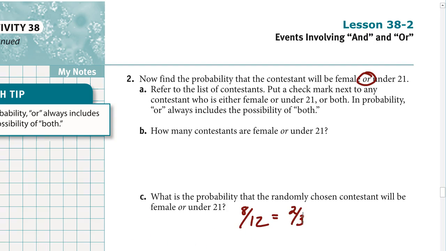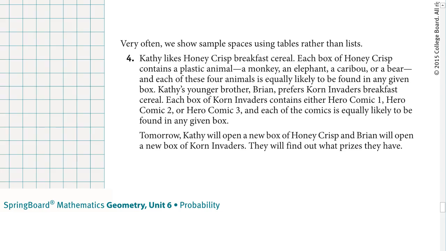Notice there's a higher probability for our situation that uses the word or compared to the situation that used the word and. The word and narrowed the possibilities down to fewer choices. The word or broadened the list of possibilities that qualified. Let's jump ahead to number 4 and take a look at another way to show sample spaces.